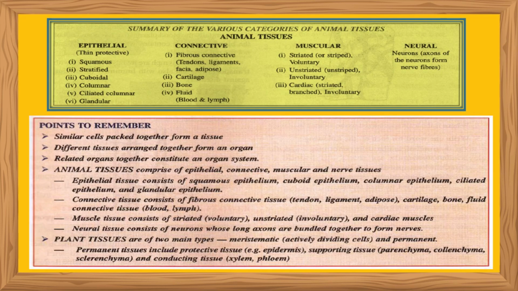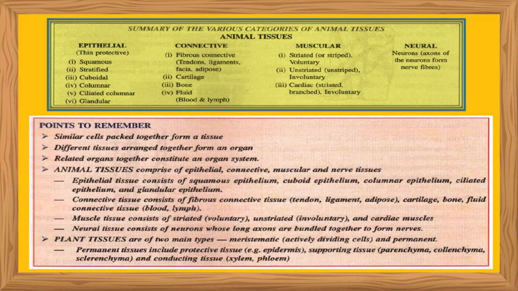Now this is the summary of the various categories of animal tissues. Animal tissues are of four types: epithelial tissue, connective tissue, muscle tissue and nervous tissue. Nervous tissue consists of neurons, and the axon of a neuron forms the nerve fiber. Muscular tissue has three types: striated or voluntary or striped muscle, unstriated or unstriped or involuntary muscle, and cardiac or striated or involuntary muscle.